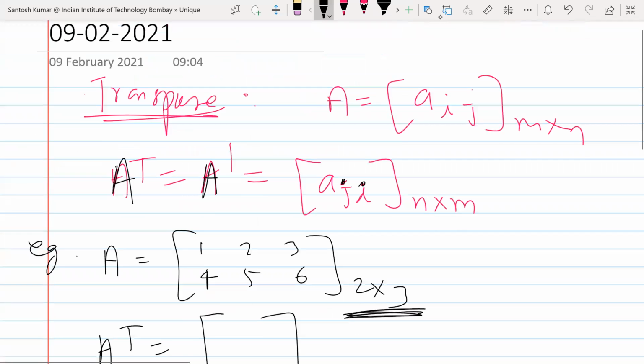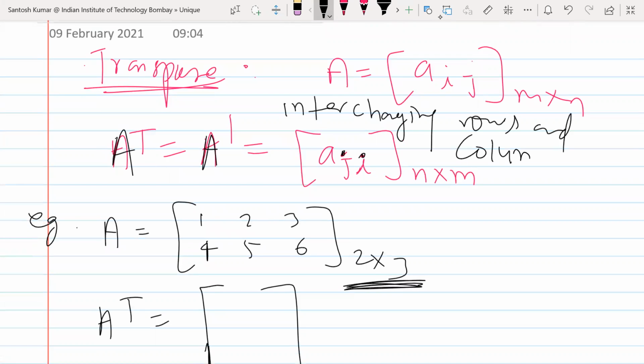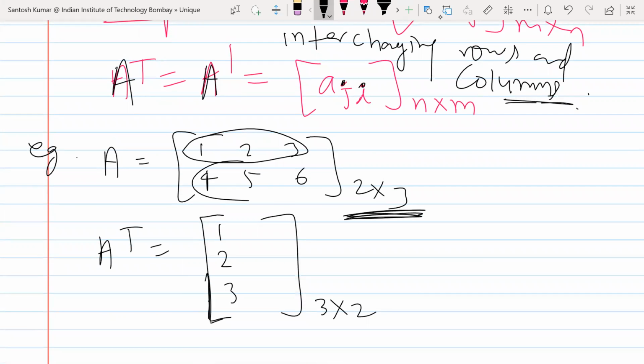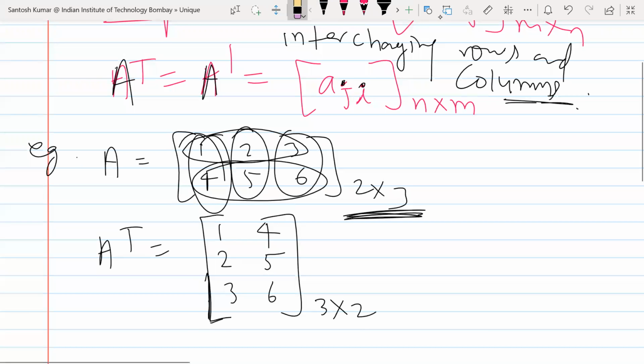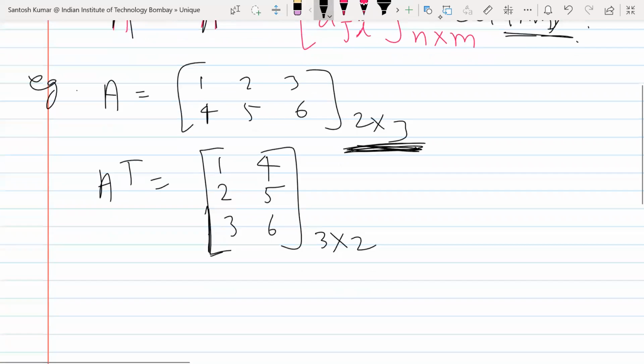And what do you do in transpose? You interchange rows and columns. So transpose of a matrix is obtained by interchanging rows and columns. You can remember this definition. So the first row will be converted into the first column, and the second row will be the second column. First column will be first row, second column second row, and third column third row. So A is 2 cross 3, then A transpose will be a 3 cross 2 matrix.